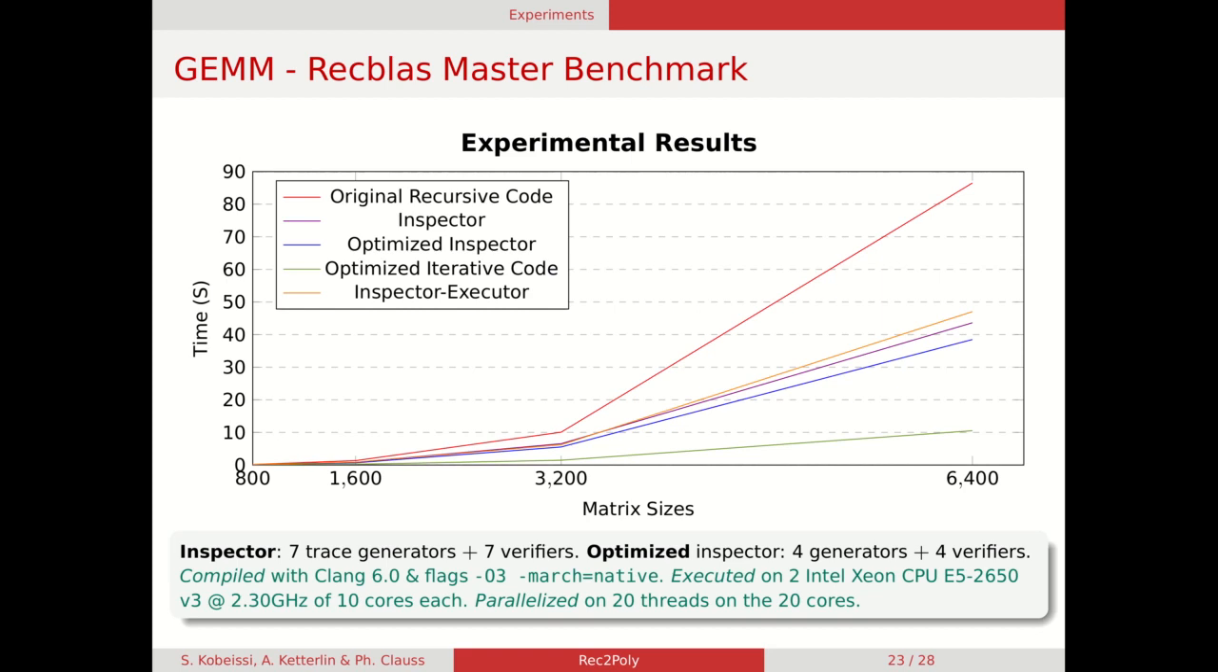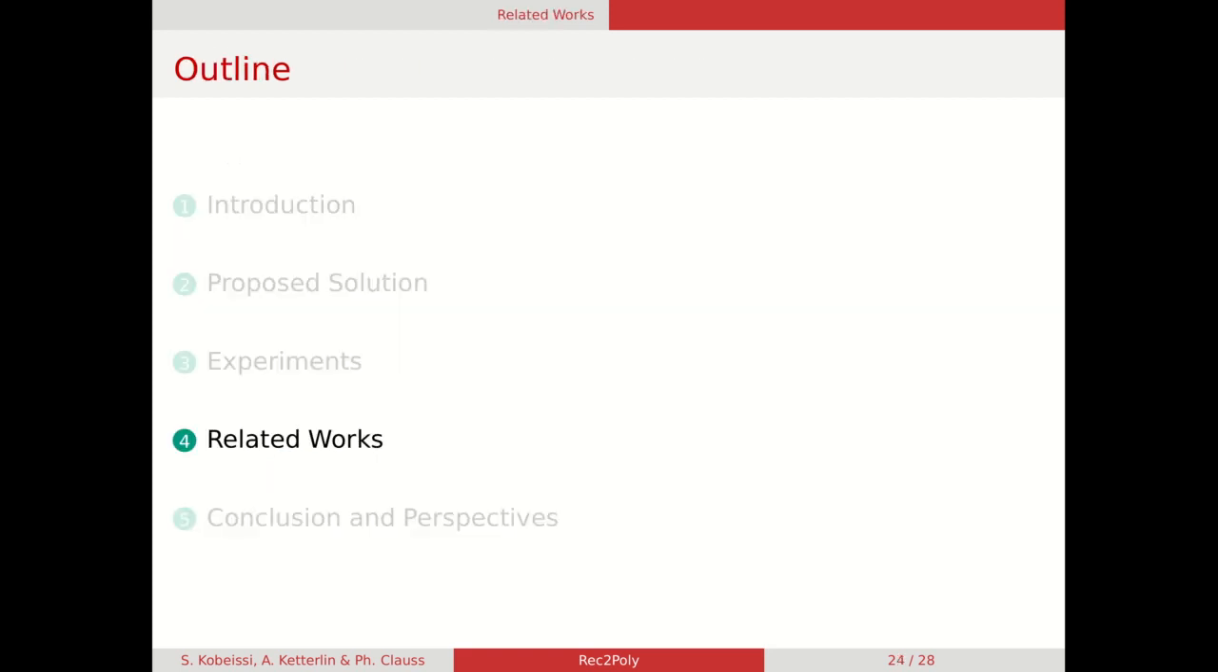For a matrix of size 6400 by 6400, the inspector code, which is composed of 7 trace generators and 7 verifiers, and whose performance is represented by the purple line, performs about 49% better. The blue line shows that the optimized inspector, composed of only 4 generators and 4 verifiers, executes about 55% faster. Then the iterative code optimized by non-polyhedral optimizations by Rec2Poly performs about 87% better, which is also great compared with the Pluto optimizations in the previous experiment. Overall, both of the optimized executor and the optimized inspector codes together, whose line is orange, run about 45% faster than the original. Now I'm going to mention some related works.